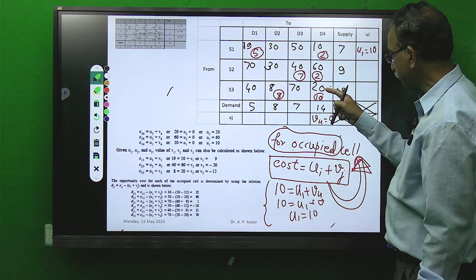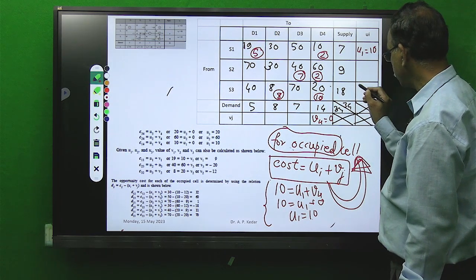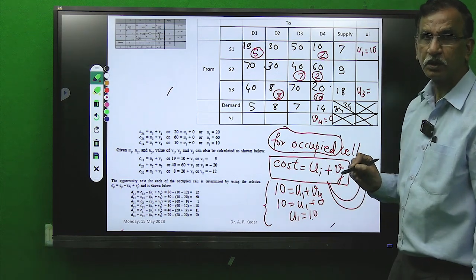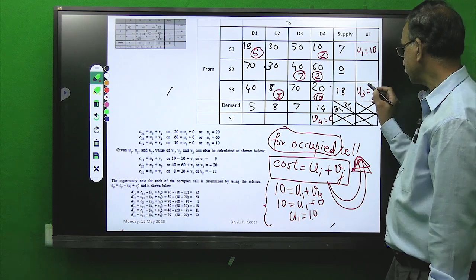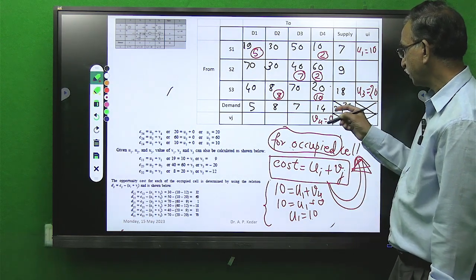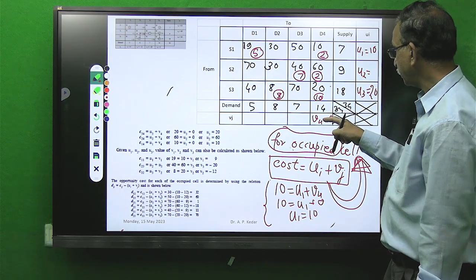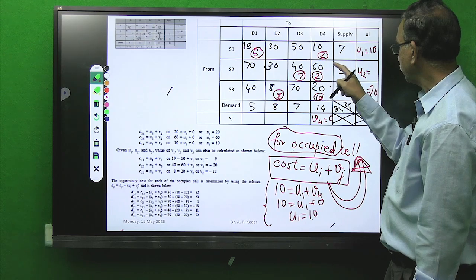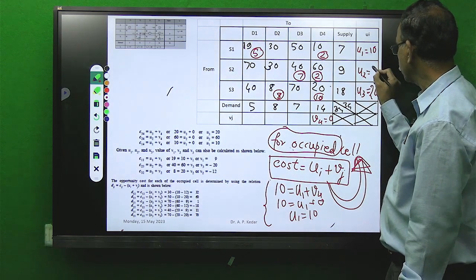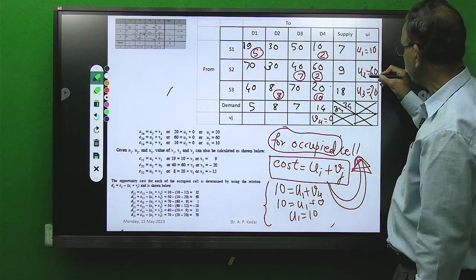This is also occupied cell 20. So 20 is sum of this plus this. This is u3. Guess what will be u3? Anybody? Yes, it is by this logic. u3 will be 20. Similarly, u2 will be, it is 60 is sum of u2 and v4 is 0, so this will be 60. So you are ready with values of u1, u2, u3.